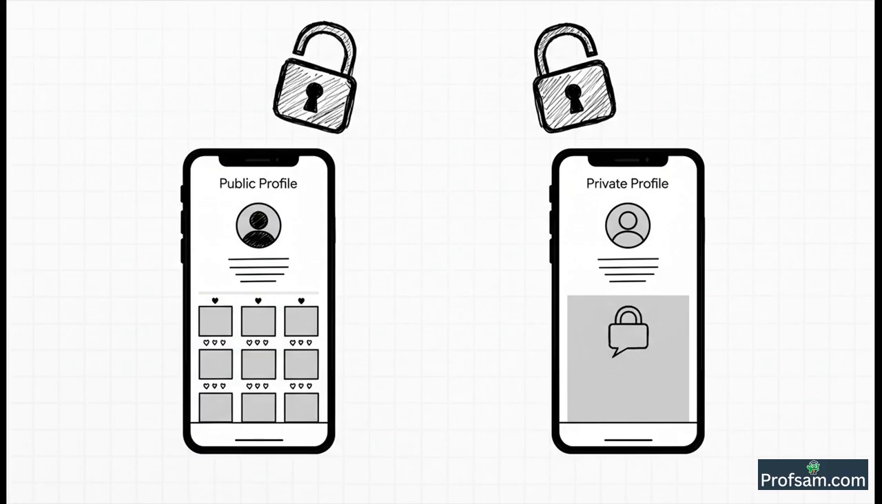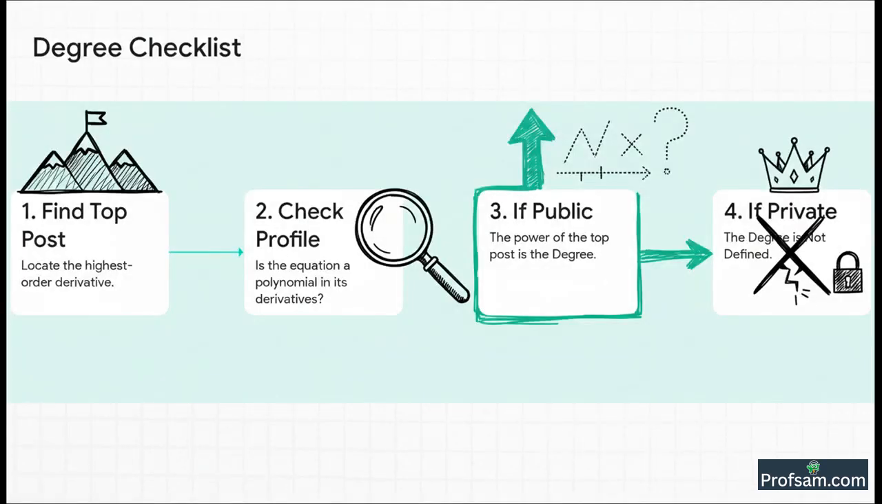If any derivative is stuck inside another function, its profile is private, and we just cannot define its degree. So let's make this into a super simple checklist. Step 1, find the highest order derivative. That's your top post. Step 2, ask the most important question. Is the profile public? Basically, is the equation a polynomial in its derivatives?